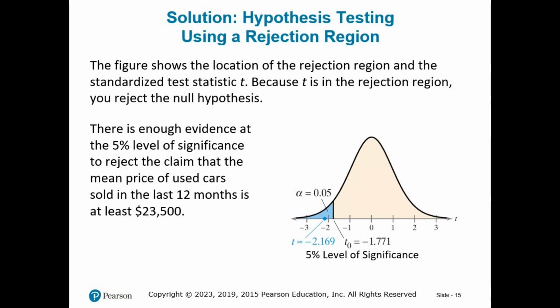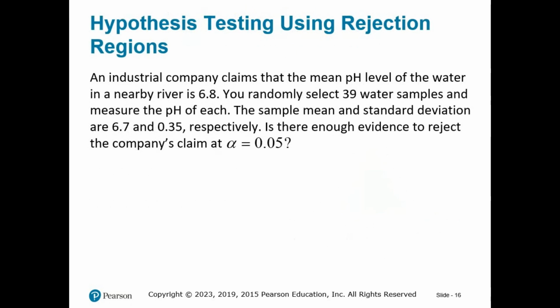Okay, good job. Let's do another example. An industrial company claims that the mean pH level of the water in a nearby river is 6.8. You randomly select 39 water samples and measure the pH of each. The sample mean and standard deviation are 6.7 and 0.35 respectively. Is there enough evidence to reject the company's claim at alpha equals 0.05?